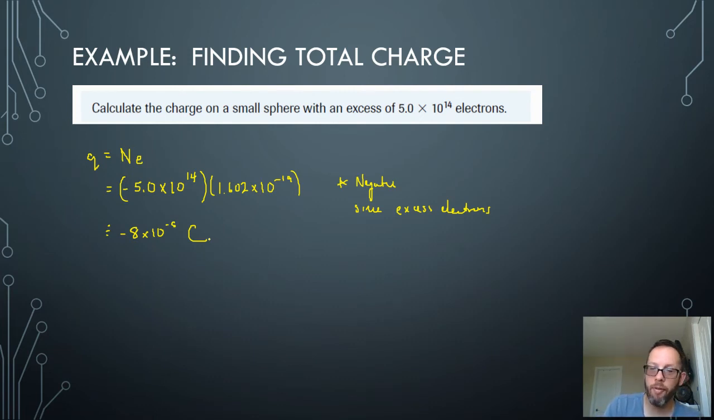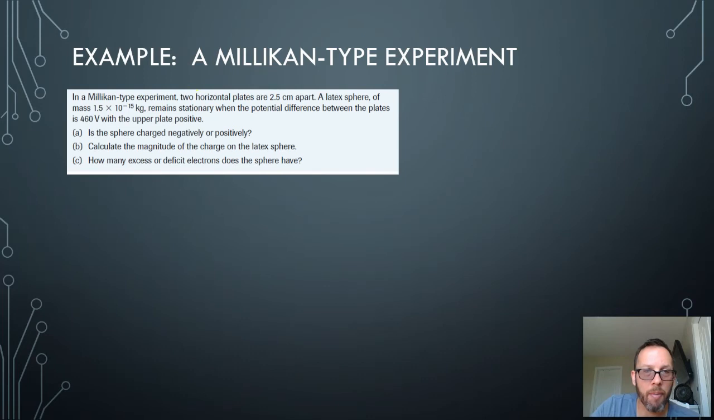Let's try another example. This one we're going to look at a Millikan-type experiment. So we have two plates, 2.5 centimeters apart, and we have a latex sphere. So a very, very small, like if you think about, I think we've banned these in Canada, but you know how certain shampoos used to have those micro beads to have a scrubbing feel in the shower, those little small beads. Those are just little latex plastic beads. So imagine one that's very, very, very tiny, 1.5 times 10 to the minus 15 kilograms.